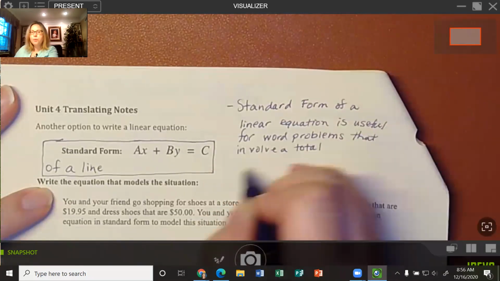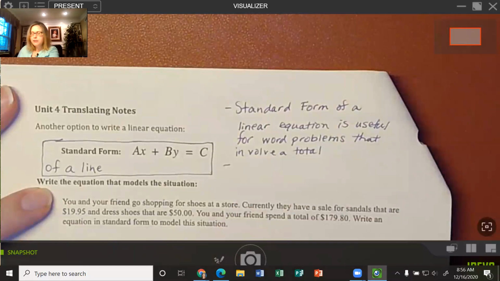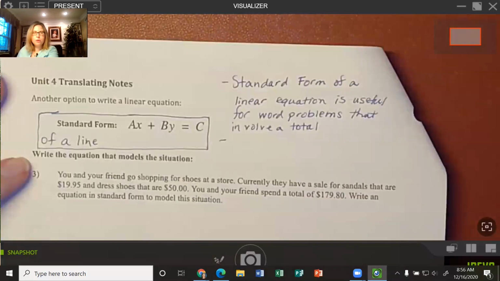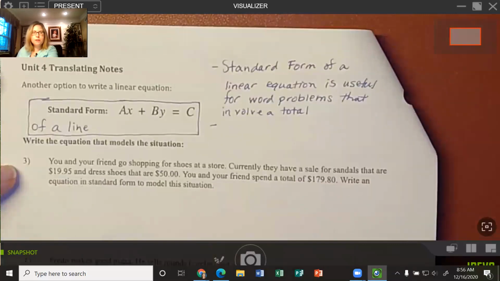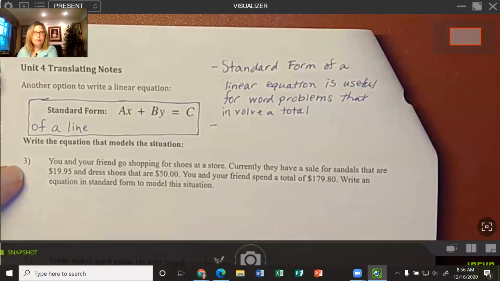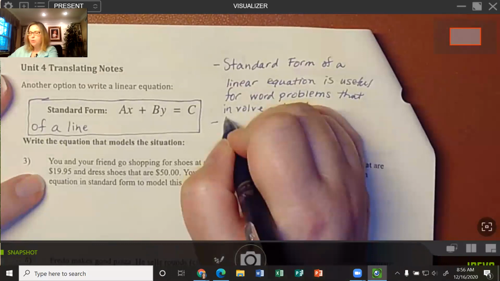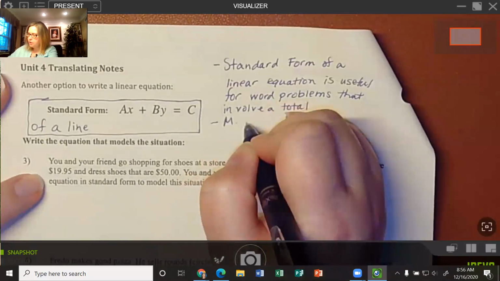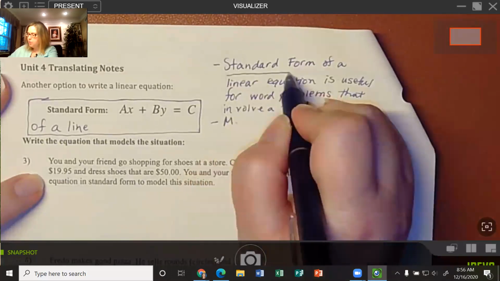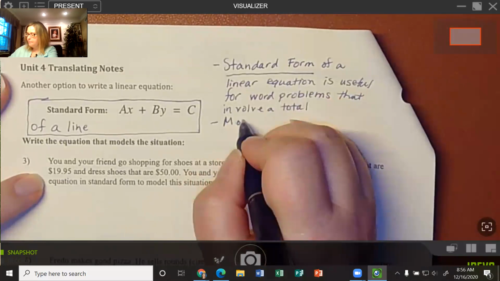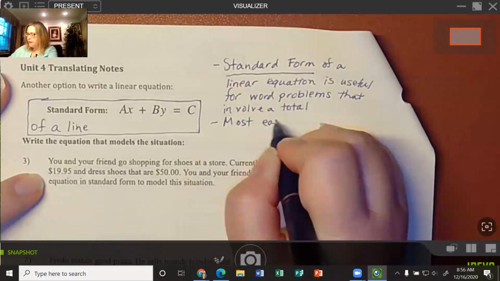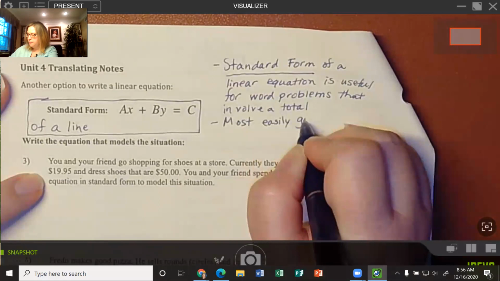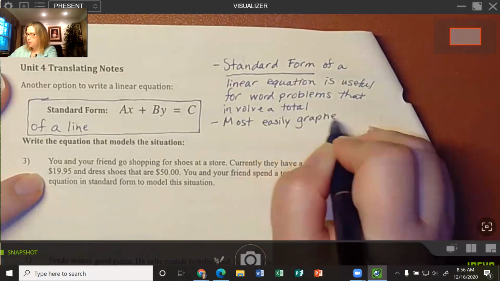We have not looked at graphing from standard form yet, but when we do, we will use the x and y intercepts to help us graph. So it is most easily graphed by finding the x and y intercepts.